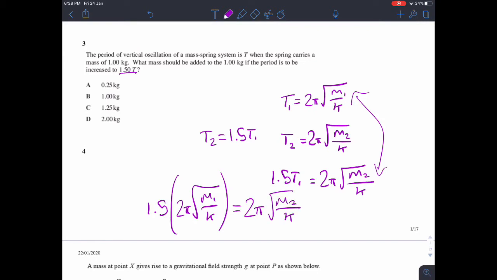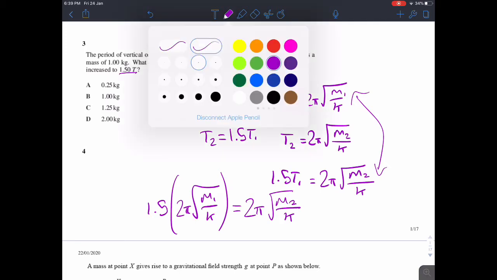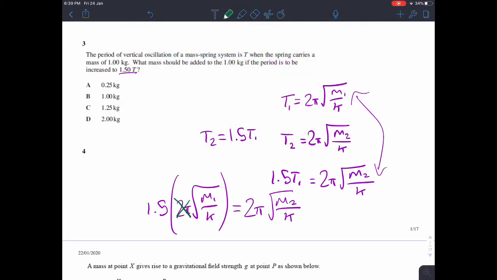Now lots of things can cancel now, so let's change colour so we can see what we're cancelling. We can cancel the 2 pi, we can cancel the divide by root K, and then we're left with 1.5 root m1 equals root m2. If we square everything in the equation, then we get 1.5 squared m1 equals m2.